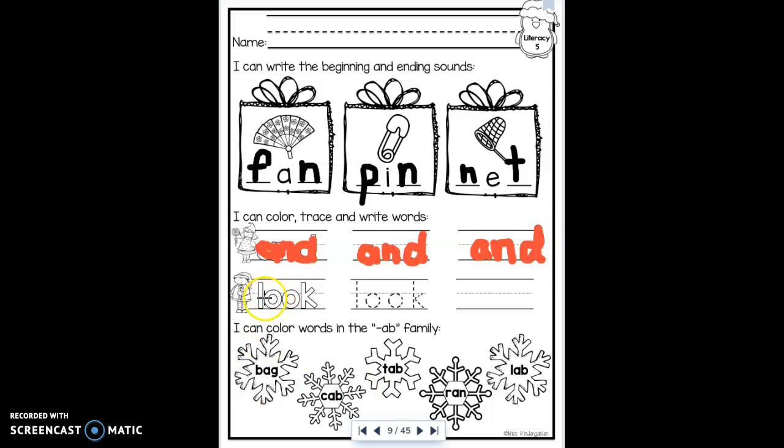And. The next memory word is look. L-O-O-K. Look. Again, I have that vowel team here. Since I don't have a short vowel sound, the word is going to end with a K instead of a CK. We're learning all about that CK sound, but CK comes at the end of a short vowel syllable. Okay? So L-O-O-K. Look.